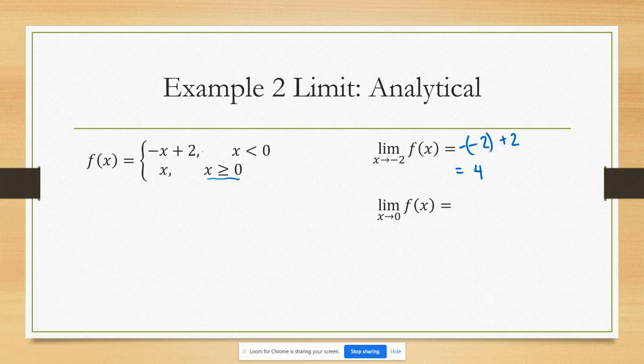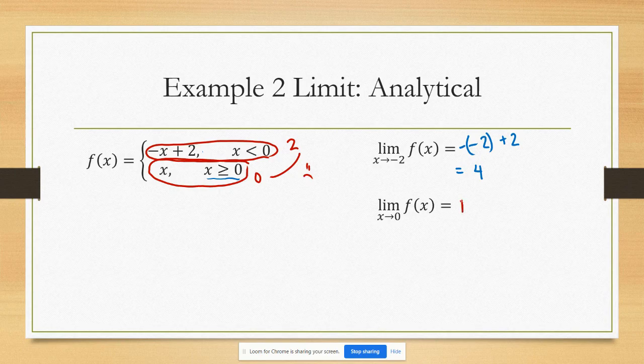Okay, here's the limit as x approaches 0. Well, if my numbers are a little bit smaller than 0, I would use the top piece of the piecewise function. And so a little bit smaller than 0 would be basically 0 plus 2, which would be 2. But if my numbers are a little bit bigger than 0, I would use the bottom piece of the definition. And if I'm really close to 0, then my y-coordinate would also be really close to 0. These two don't match. So this limit does not exist because the two pieces are not matching at 0.